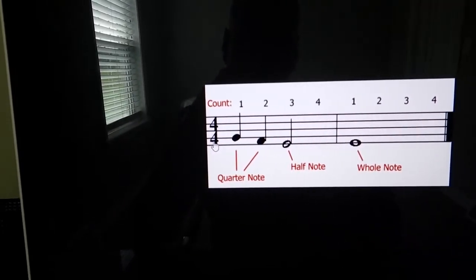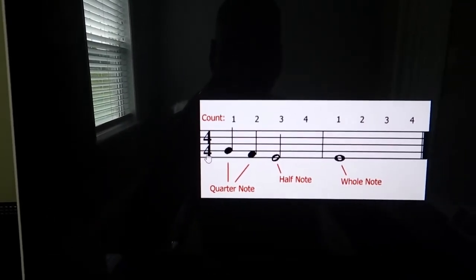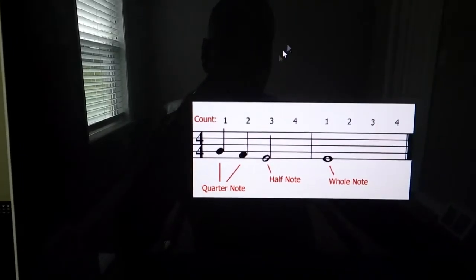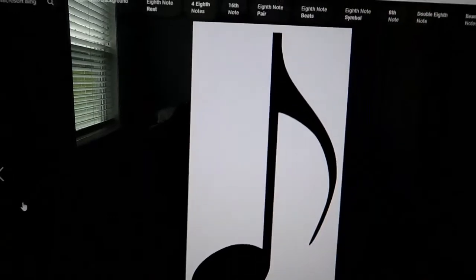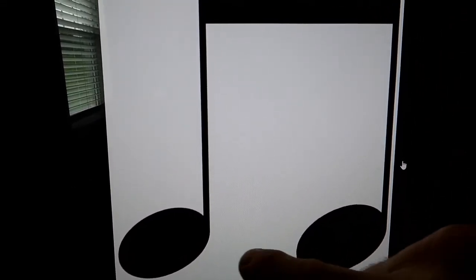Now we're going to get into some fun mathematical stuff. But before we do, I just want to show you one other note. This note looks like a quarter note except it has a flag on it. This is called an eighth note. It gets half a beat. Eighth notes can be connected by a beam. In this case, there would be two eighth notes, one here and one here, and they each get half a beat. Combined, they would fill up 1 beat.